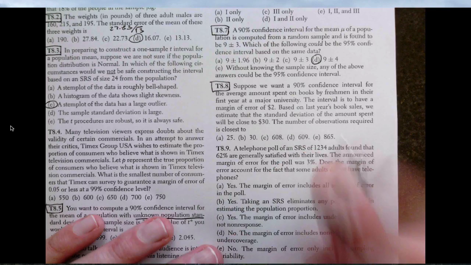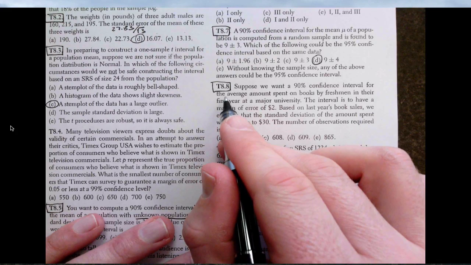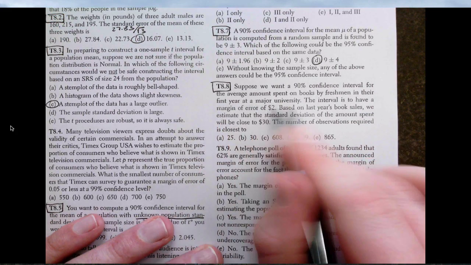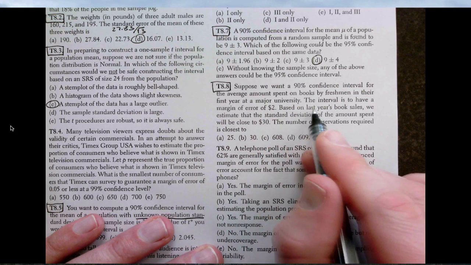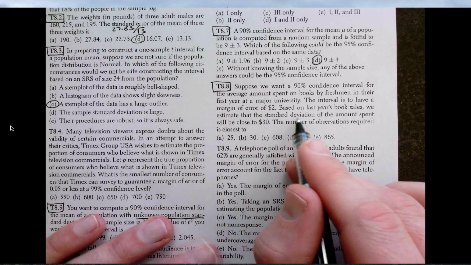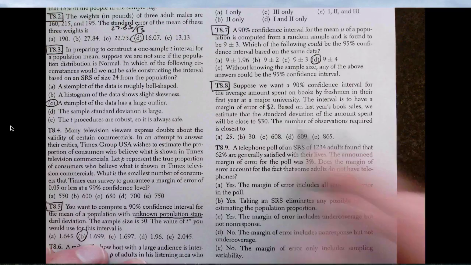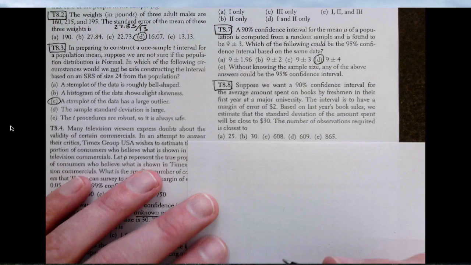8.8. Suppose we want a 90% confidence interval. Okay, 90% confidence interval for the average amount spent on books by freshmen in their first year at a major university. The interval is to have a margin of error of 2. Based on last year's book sales, we estimate that the standard deviation of the amount spent will be close to $30. The number of observations required is closest to what? Okay, so this is the missing sample size problem.